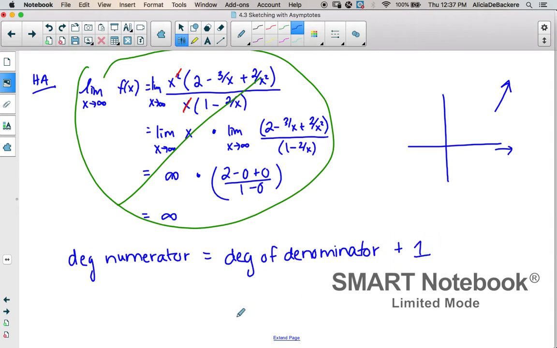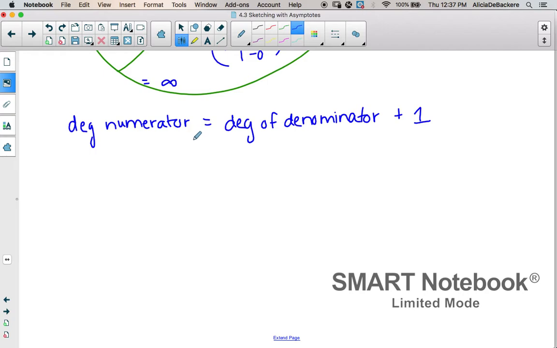And since it's 1 more, I know that there's going to be an oblique asymptote. And so I'm going to go right into the work for finding the oblique asymptote. To find it, I take the divisor of my function, and it's going to become the divisor in my long division. Or again, you are welcome to set up a synthetic division. And then I'm going to divide this through.